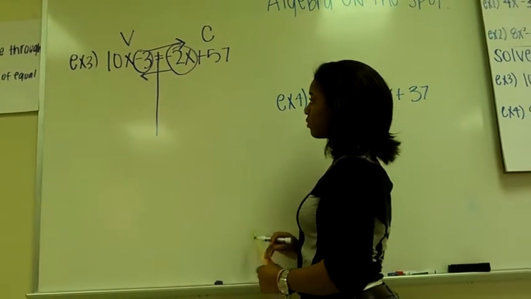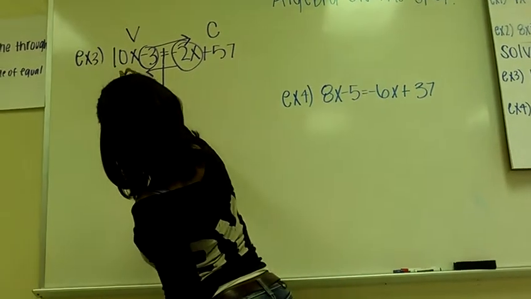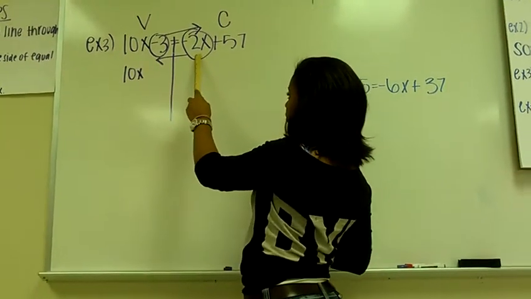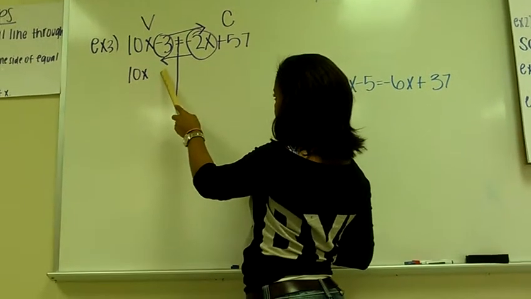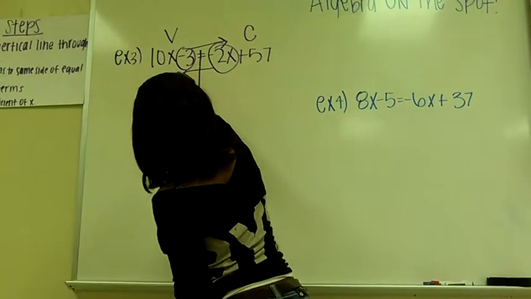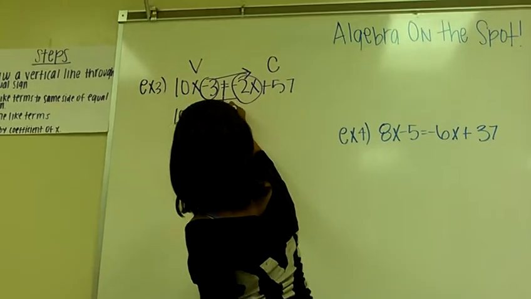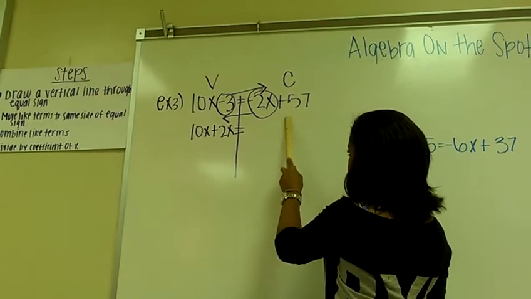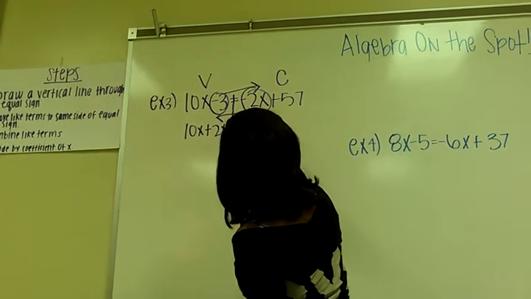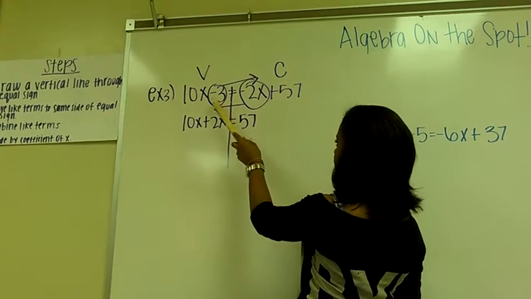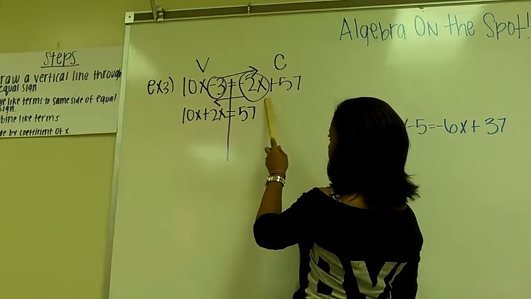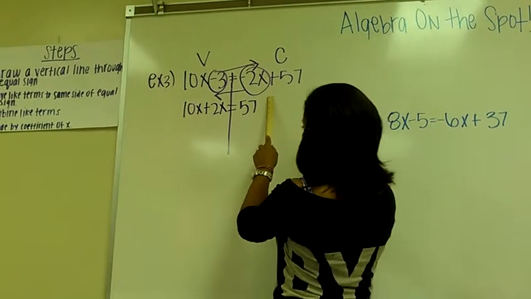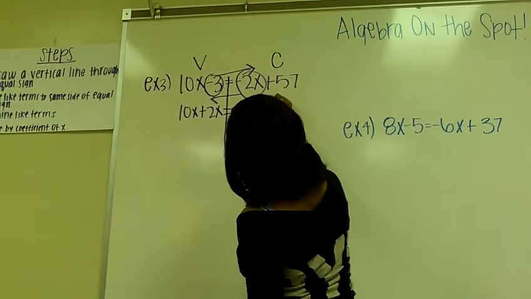We'll bring down the 10x. And we'll move the negative 2x. But when it crosses that vertical line, we change the sign. It becomes a positive 2x. Equal sign on the line. Next, we already have our positive 57. Bring it down. Our negative 3 needs to move over to the constant side. But when it crosses the line, it changes its sign to become a plus 3.